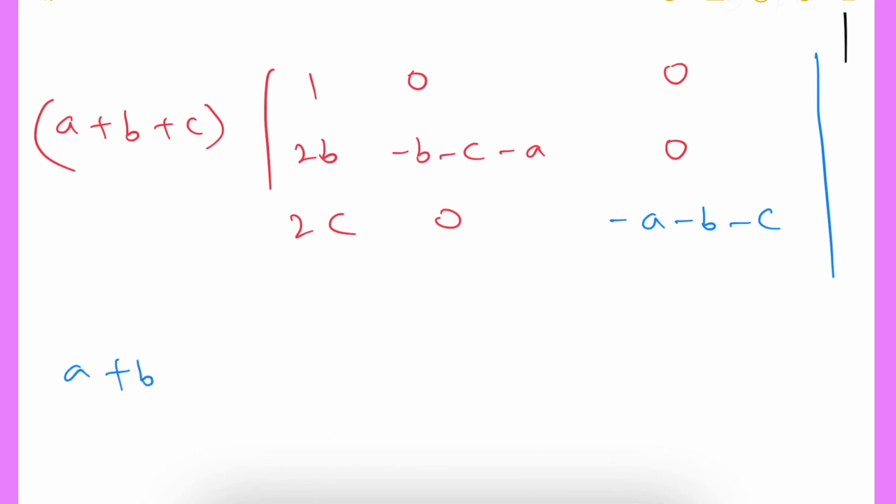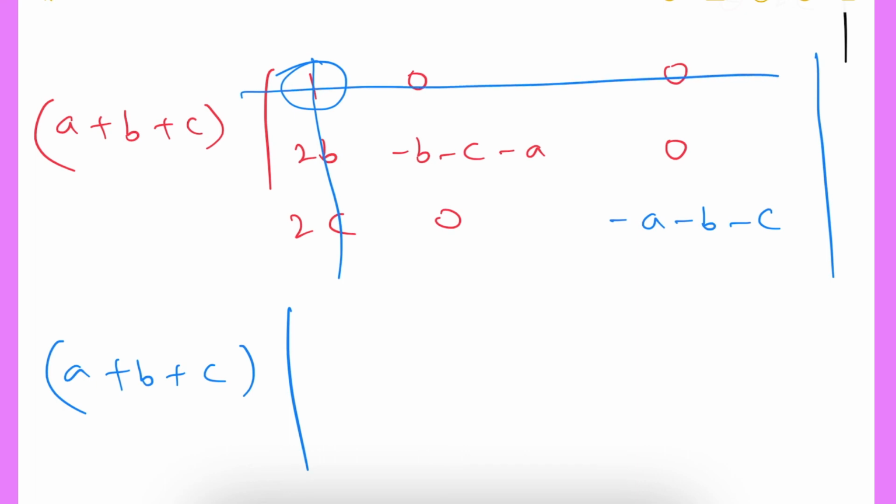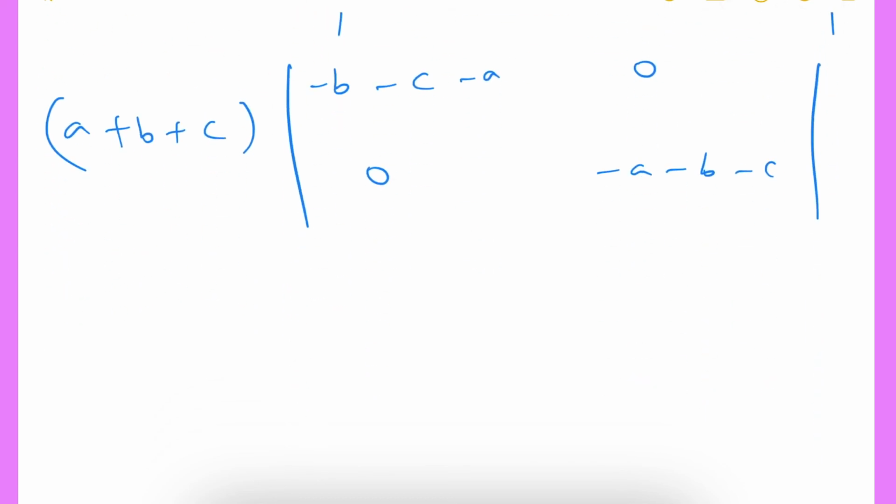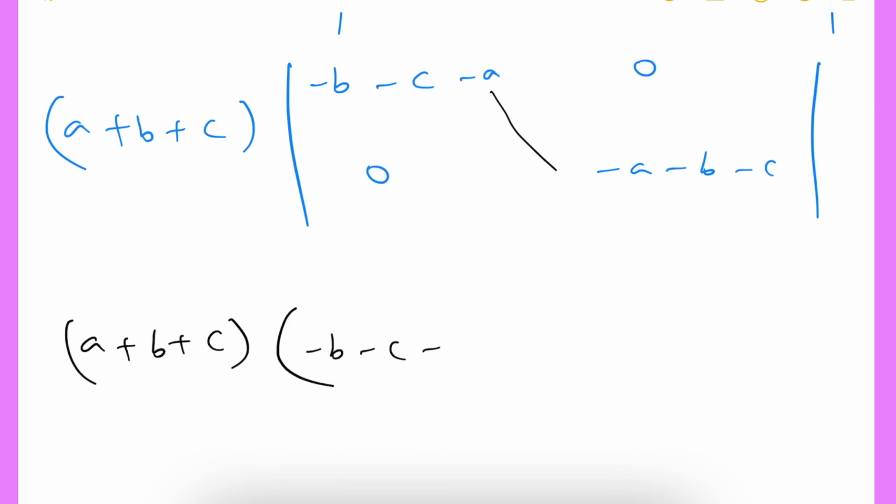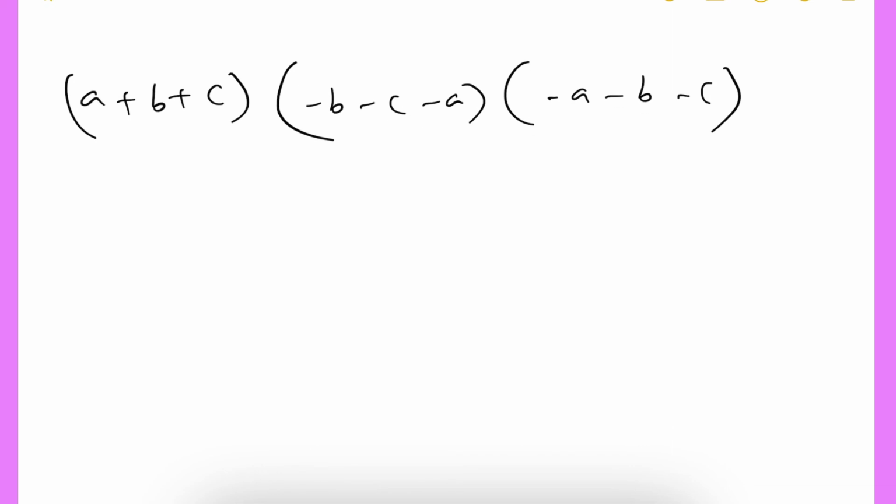Now, A plus B plus C into... I will go with the first element of the determinant, that is 1. So this total column and this total row we need to remove. Then it will become minus B minus C minus A, 0, 0, minus A minus B minus C. Now the outside number as it is, that is A plus B plus C, into the determinant, this into this. That is minus B minus C minus A into minus A minus B minus C. These are zeros only, so I'm not writing them, because 0 into 0 is 0 only.